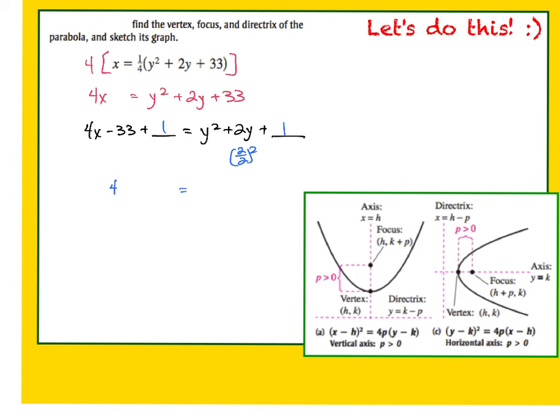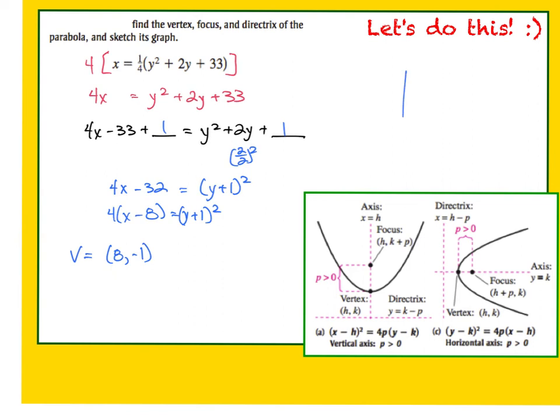And then you'd write it out as, on the right side, y plus 1 squared. Good. And then on the left side, you'd have 4x minus 32. Love it. So you have to factor the 4x minus 32. You get 4 times x minus 8. Good. So then from that, you can find your vertex, which is 8, negative 1. So our vertex is 8, negative 1.